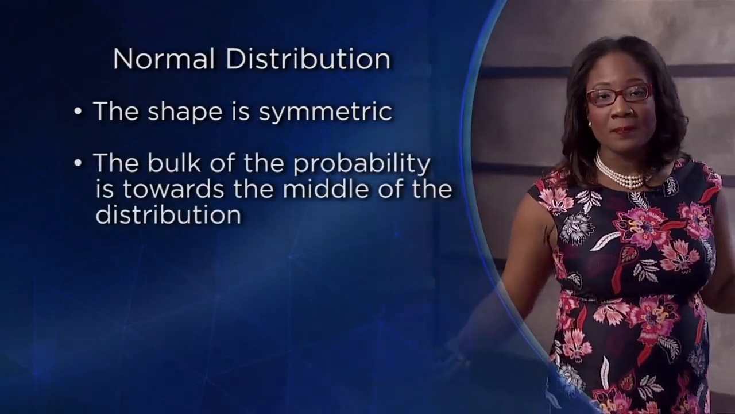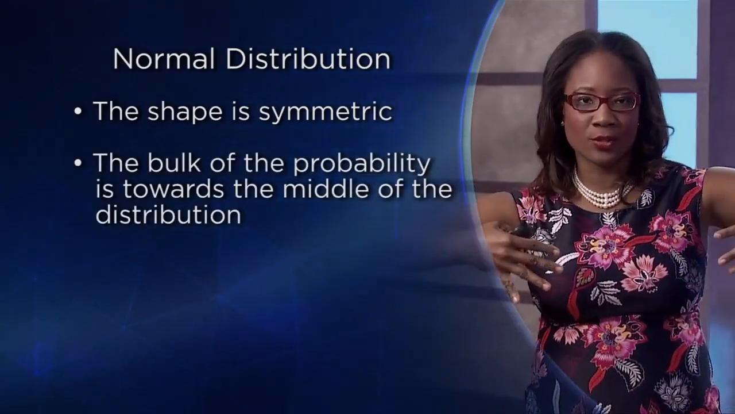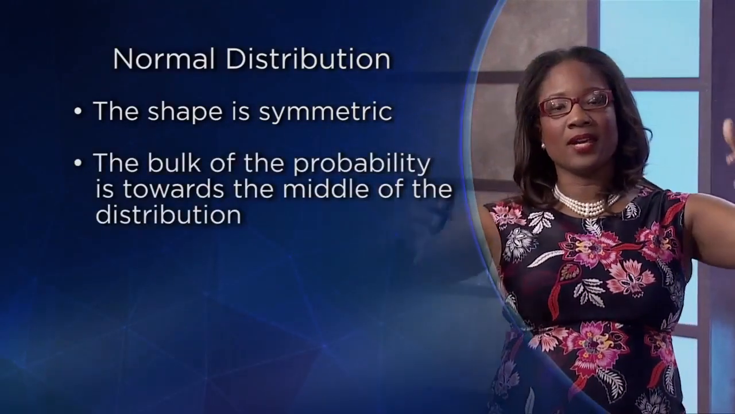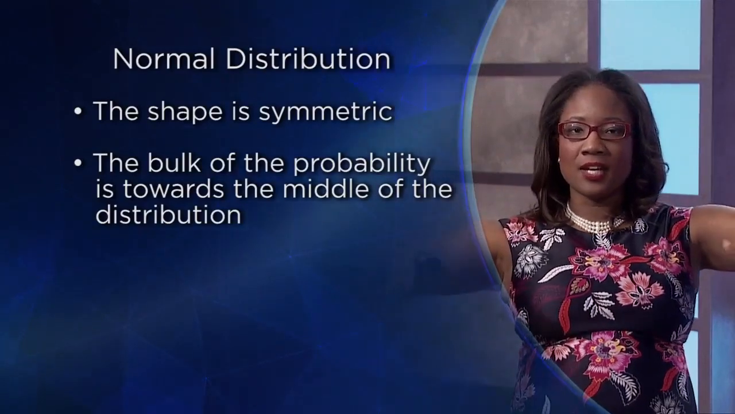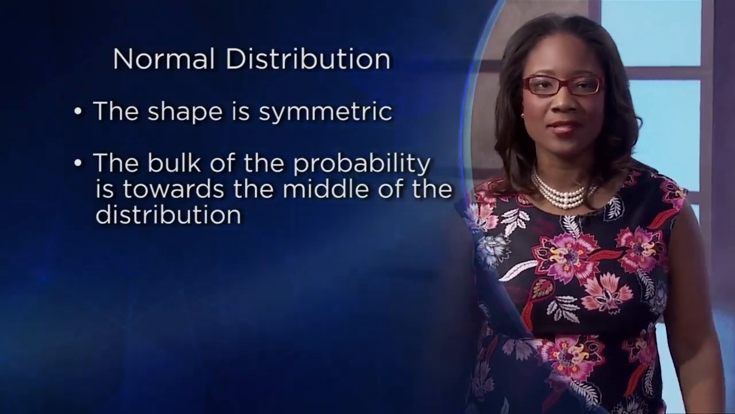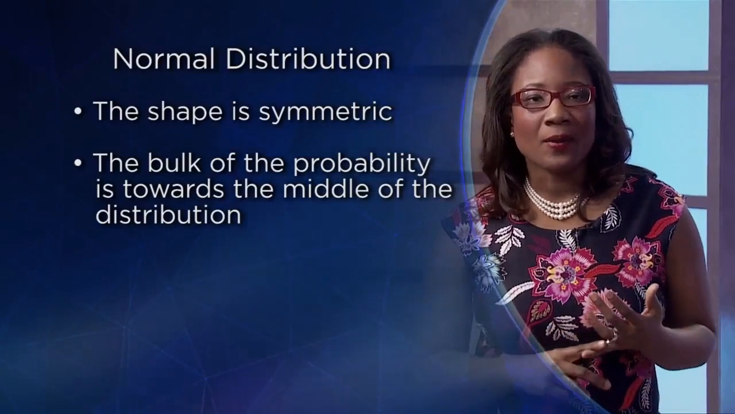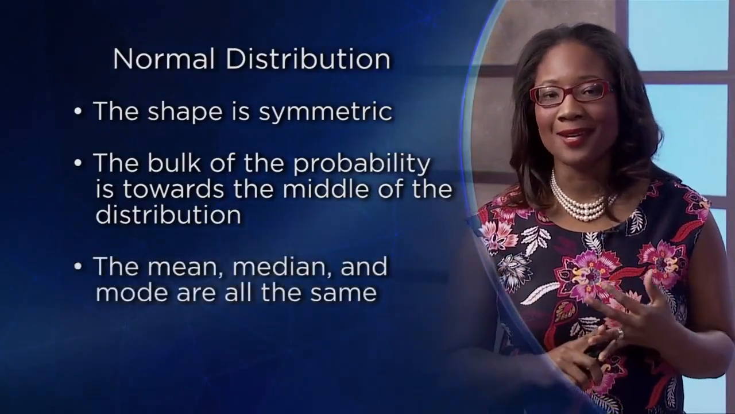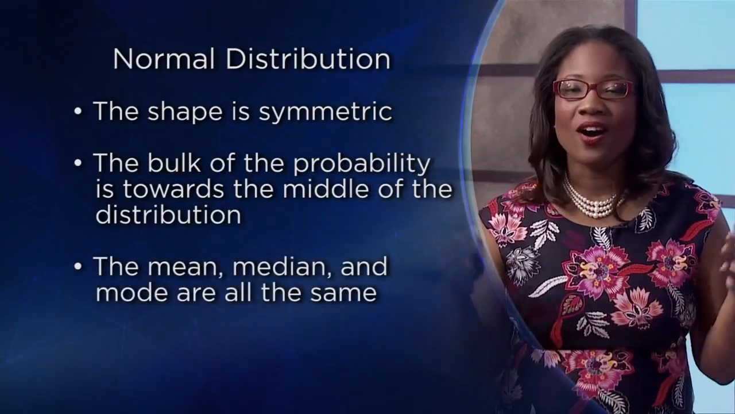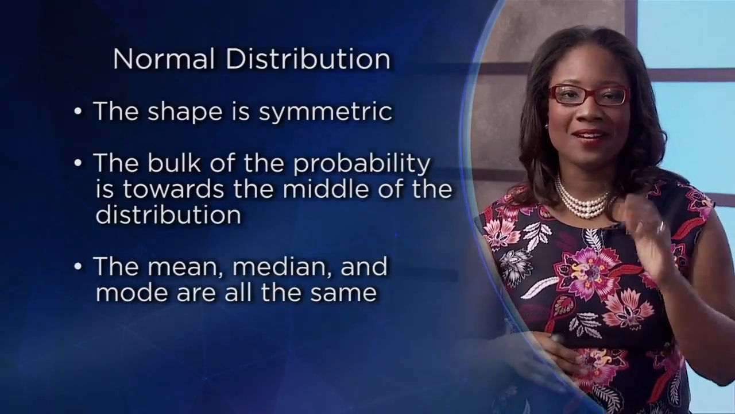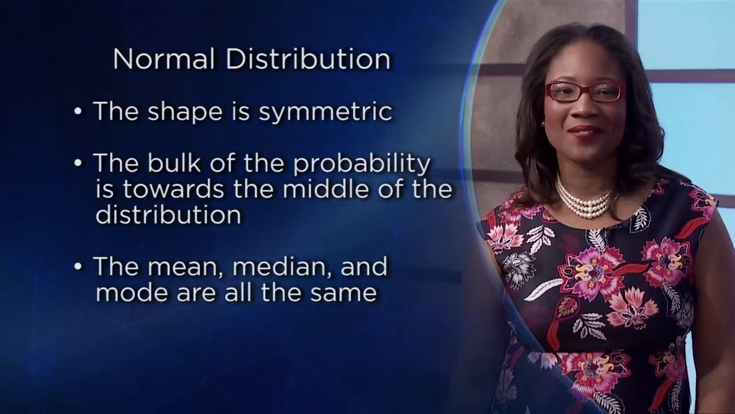Secondly, the bulk of the probability is toward the middle of the distribution, right? So you see the bulk here in the middle, and then it decreases toward the tails as we move out from the distribution. Third property, the mean, the median, and the mode are all the same, and we can find them right smack dab in the center of our distribution.